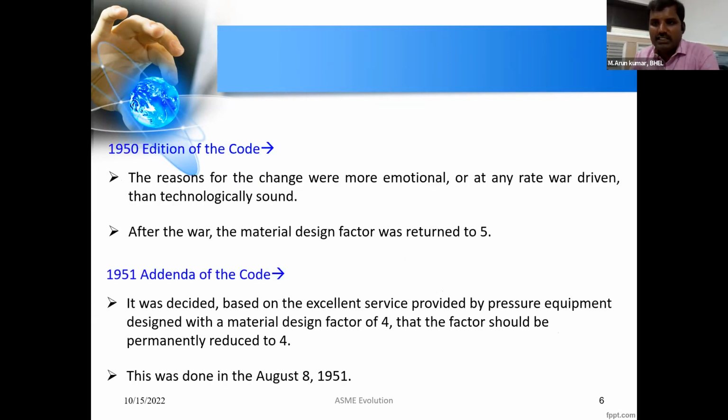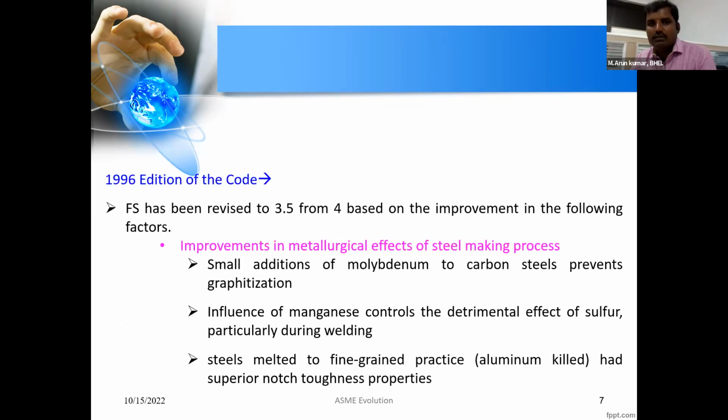But since the change was war driven, not technology driven, the factor of safety has again changed, or it has gone back to 5. So in the 1951 addenda, they reviewed the power plants or pressure vessels which were designed with a factor of safety of 4. They were performing extremely well compared to the pressure vessels designed with a factor of safety of 5. So the factor of safety was permanently reduced to 4. This was done in the 1951 addenda of the code.